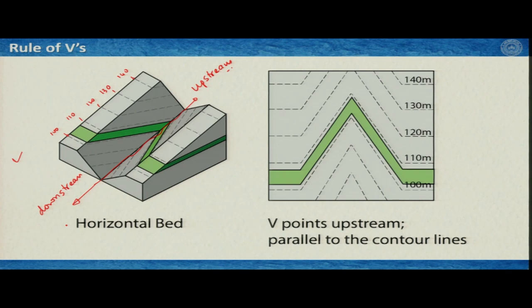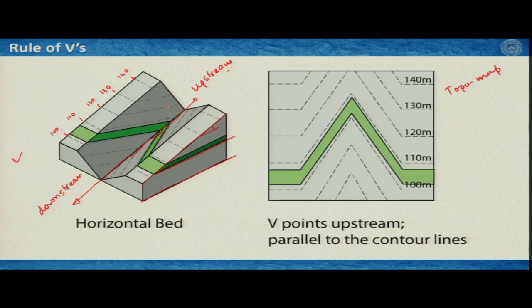So, the river itself has a slope, and this also maintains a slope, the walls of the valley, and this is horizontal. So, with this concept, we'll first look at what happens if we have a horizontal bed in this condition. So, horizontal bed means that this dip is zero here. And we see if the bed is horizontal, then the V rule suggests, and this is the top view on the topographic map. So this is the topo map.